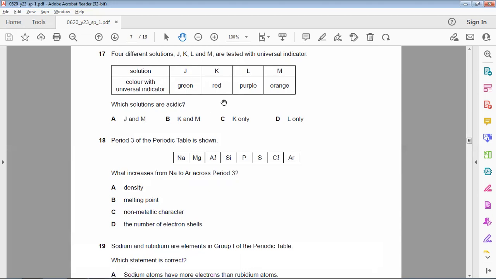So in this table, we can see that the bright colors are red and orange. So those will be the acidic substances, K and M. So that will give us B as the correct answer.